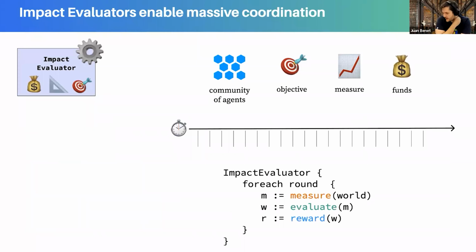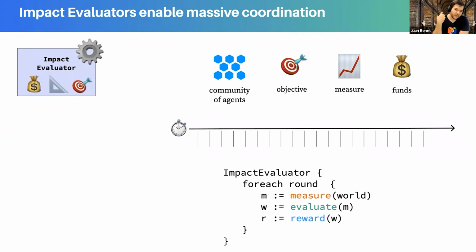So the first one I want to talk about is this notion of an impact evaluator. We call them this. I don't think anybody else has been calling them this. It's this mechanism that we observed, inspired by the Bitcoin block reward, where you have this periodic system that is going to continue to reward participants based on some set of measurements against some objective.